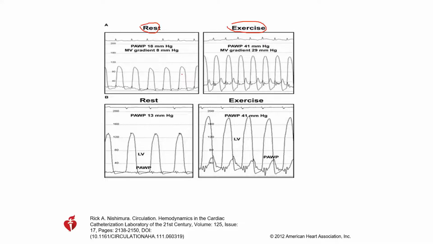And I can do that in the exercise lab, either invasively or non-invasively. So if the patient gets shortness of breath, and at the same time I see that the wedge has increased and the mean pressure has increased, that is mitral stenosis leading to this patient's symptoms. So I might intervene in this particular patient. Okay?